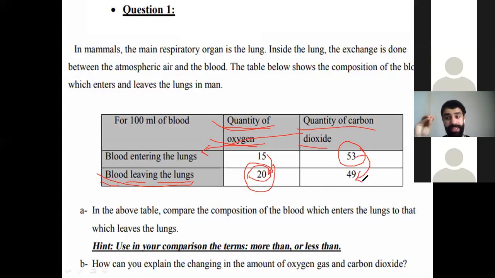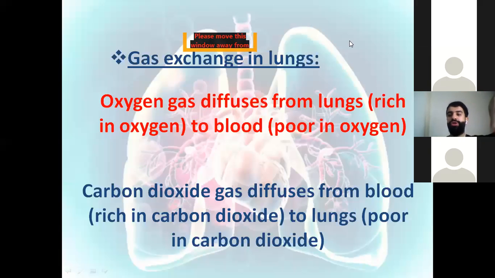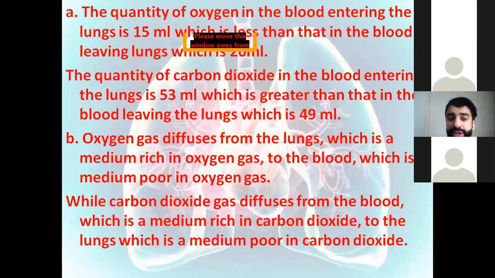Okay, so here you explained correctly, but you have to talk about diffusion. We have to use the notes that I already told you, you have to study them. You have to say that oxygen gas diffuses from the lungs, which are rich in oxygen, to the blood, which is poor in oxygen, while carbon dioxide diffuses from the blood, which is rich in carbon dioxide, to the lungs, which are poor in carbon dioxide. This is the solution.